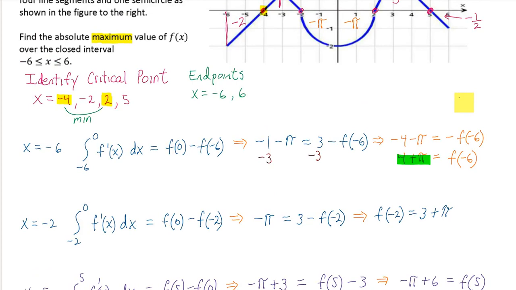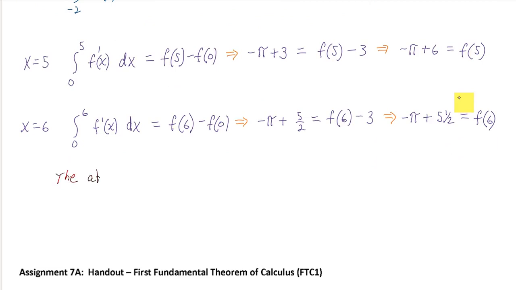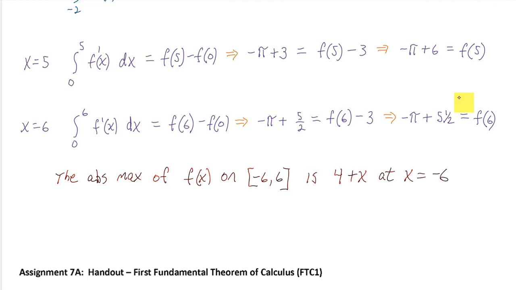All right. The absolute max of f of x on the interval from negative 6 to 6 is 4 plus pi at x equals negative 6. And we're done.